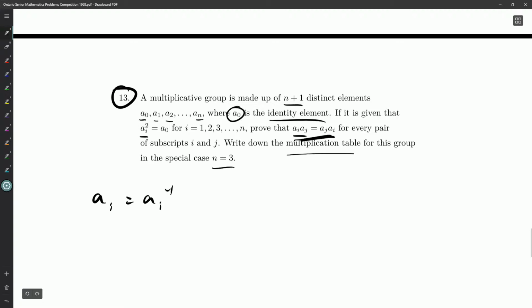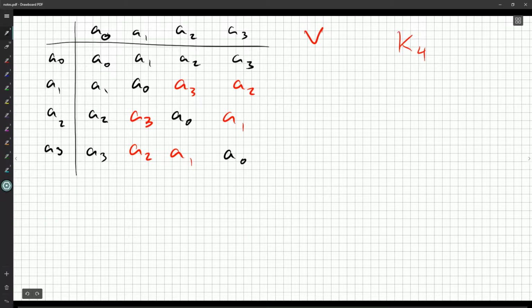Okay. How are we going to do that? How indeed can we do that? So I need to talk about AI, AJ. Now groups are closed. So this is equal to some AK. Well, let's be a little nice. So let's say fix an I and a J.